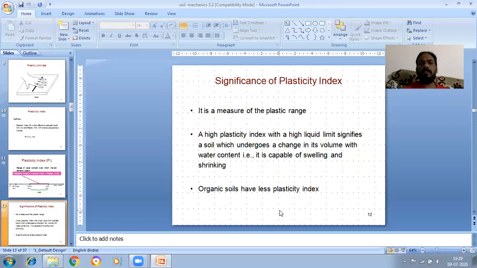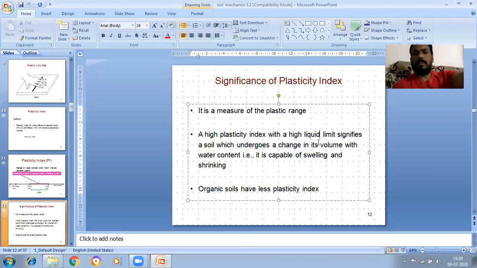Significance of plasticity index. It is a measure of the plastic range, the range over which the soil is in the plastic state. That is why we are measuring the range. Next, second one: a high plasticity index with a high liquid limit signifies a soil which undergoes a change in its volume with water content. That is, it is capable of swelling and shrinking.